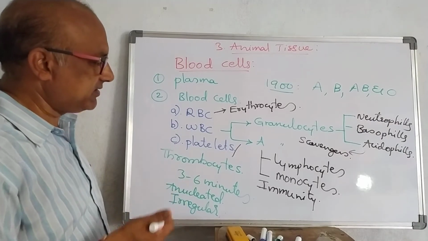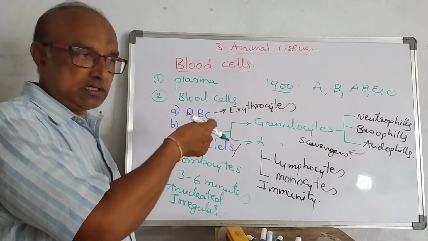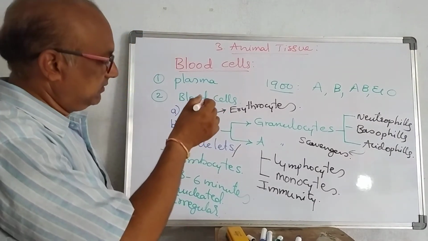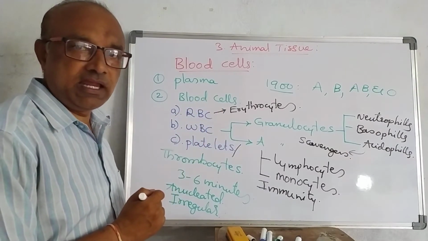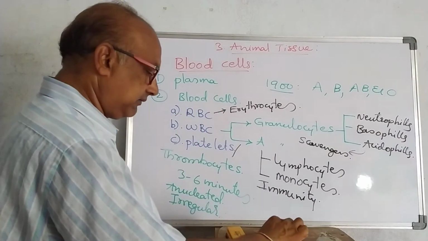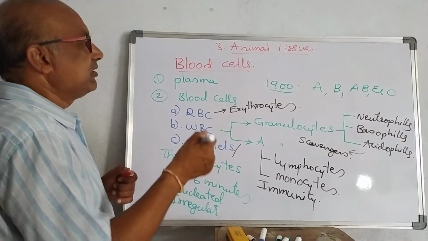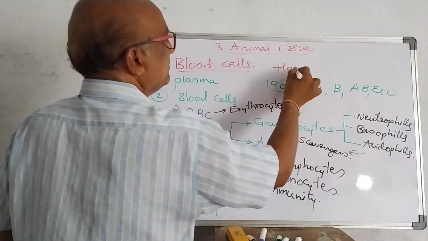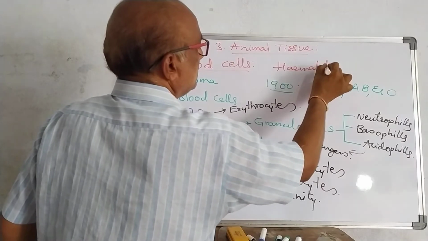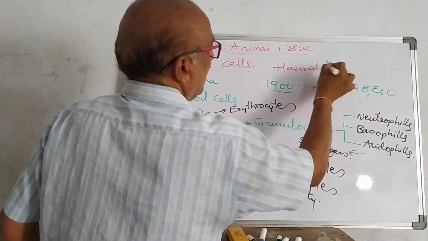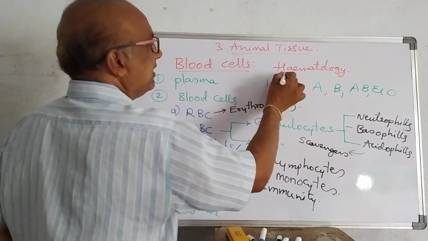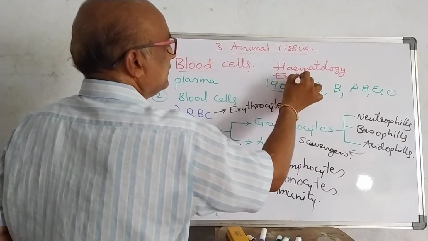I hope you understood the topic I told now. The study of blood is called hematology. And production of RBC is called erythropoiesis.